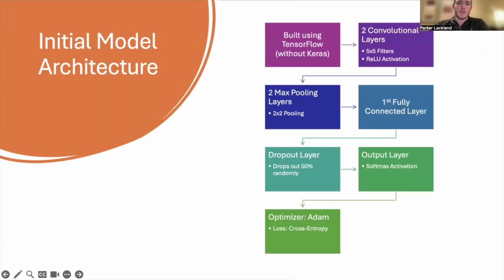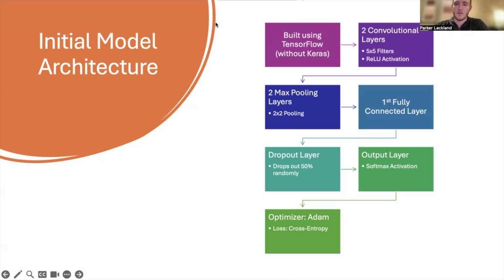Initially, we were first asked to provide a model architecture that was similar to the homework, the midterm homework for the class. This model was built using TensorFlow. No Keras was used. We were asked not to use Keras. So it was all TensorFlow code used directly in our model and our algorithm.